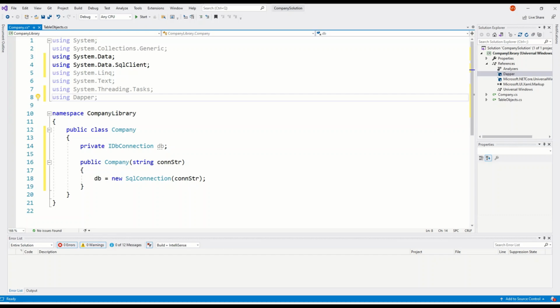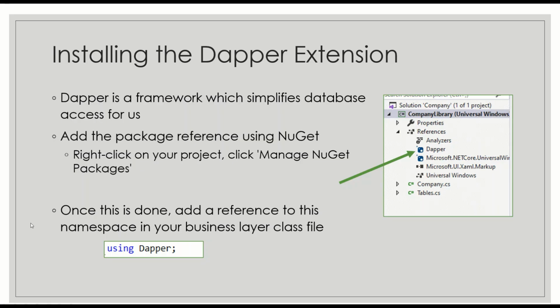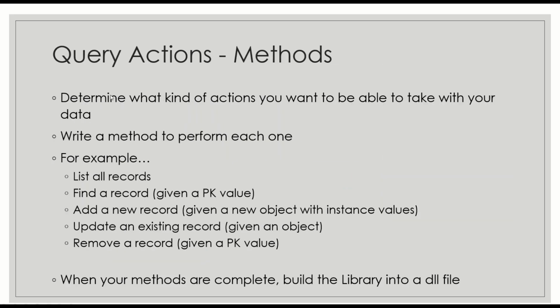So the next step is to write methods that represent queries that we want to take against our database. We need to determine what kind of actions we want to be able to take with our data, and we're going to write a method that performs each one. So we're going to write a method that we can call to insert a new record, or delete a record, or list all the records. You can see I've put some examples here.